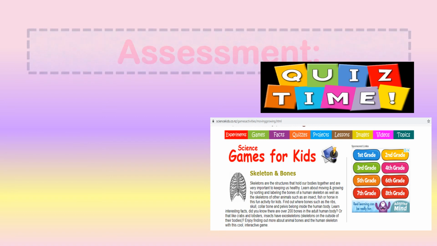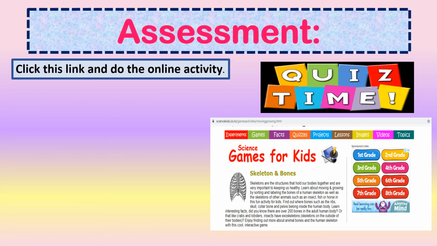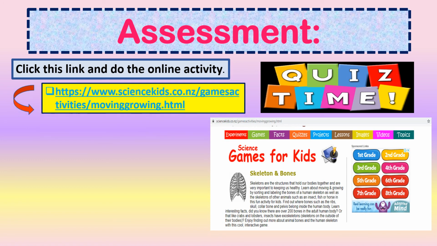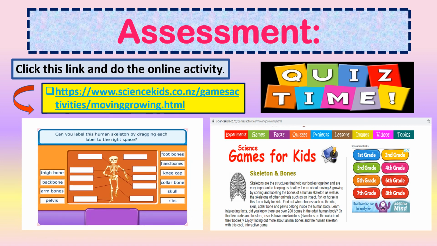For the assessment, click this link and do the online activity. This is the link for the online activity. What are you going to do? You will label this human skeleton by dragging each label to the right space. So as you can see, there are the different bones of the human skeleton. So you're going to label this human skeleton by dragging each label to the right space.